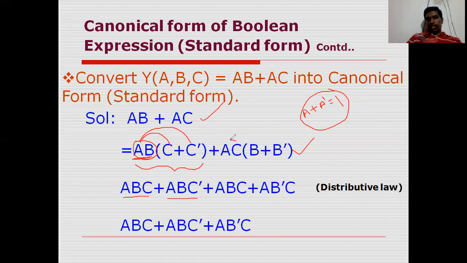Likewise, consider this entire AC as one single term and then start applying the distributive law again. AC into B, ACB, ACB or ABC, both are the same. Again, AC into B bar, that is AB bar C. I applied the distributive law, distributed the sequence, and I got this answer. Now please verify whether any term is repeating or not.